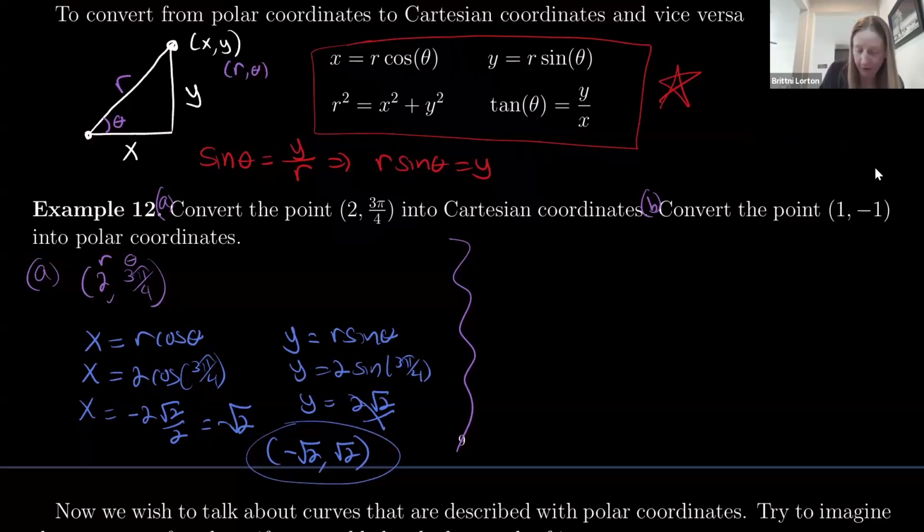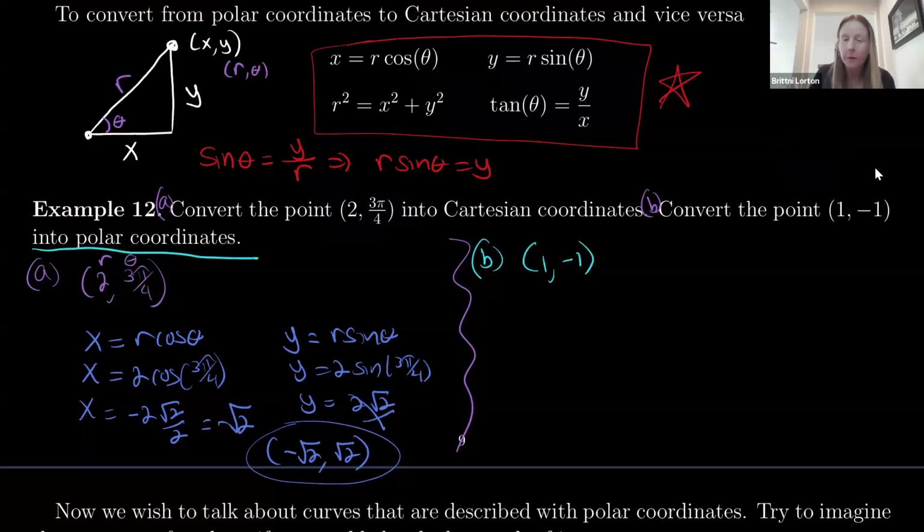Okay, let's do the other one. It really is going to be that easy. So for part B, very similar, except we're working in the opposite direction. I am given 1 comma negative 1, and I need to convert that into polar, which means I need an r equals and a theta equals. This one's a little bit harder because the equations don't have an r equals and a theta equals, so it takes a little bit more work, but it's doable. We can do it. Start with the one that has the r squared.